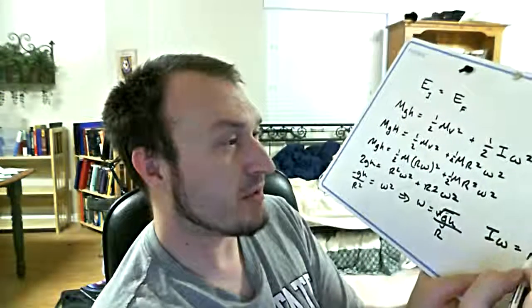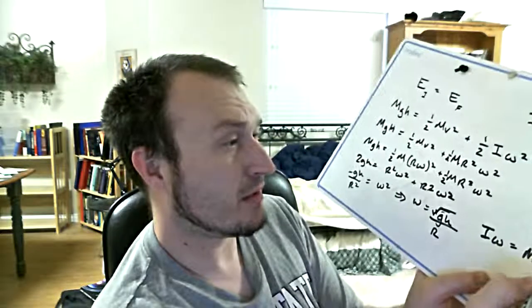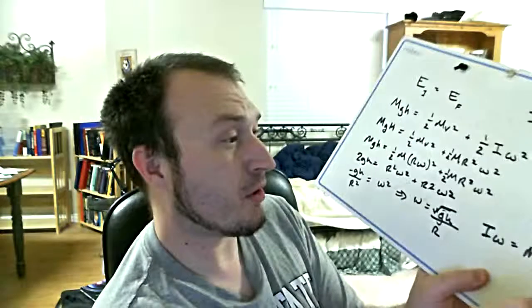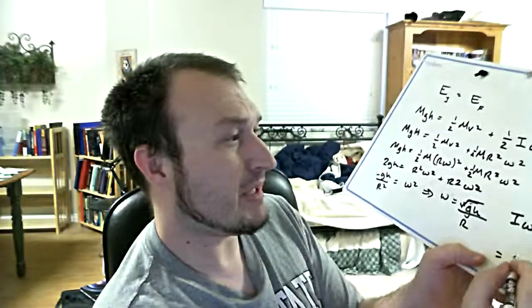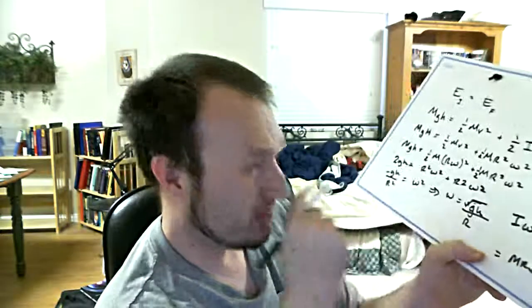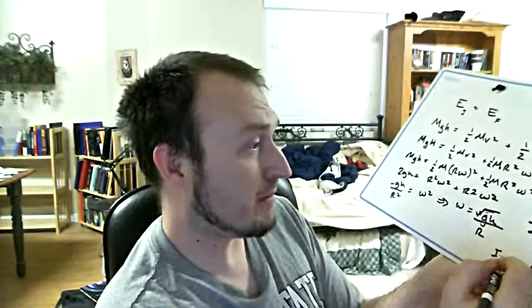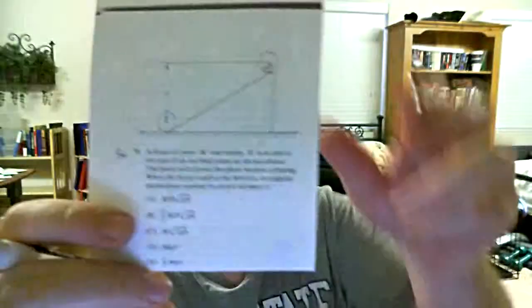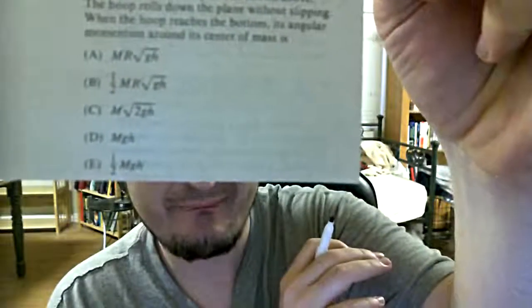So all I'm doing is multiplying I omega. Again, I use m r squared times root gh over r. And that gives me m r root gh. And then I'm really hoping at that point that one of those is in my answers. m r root gh. It's there. It's right at the top. Answer A. Awesome. So I would choose that as my answer.